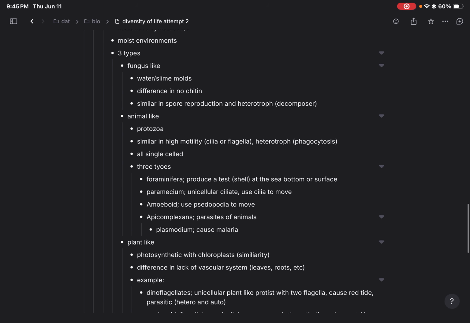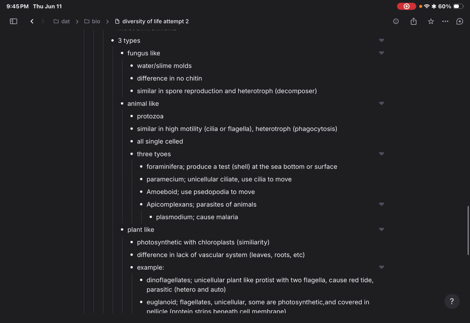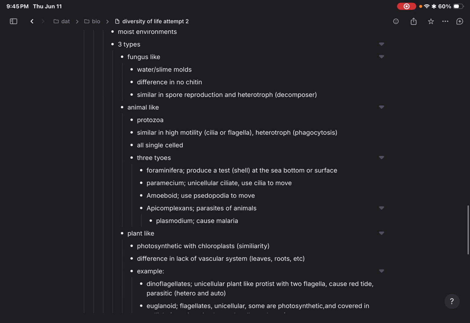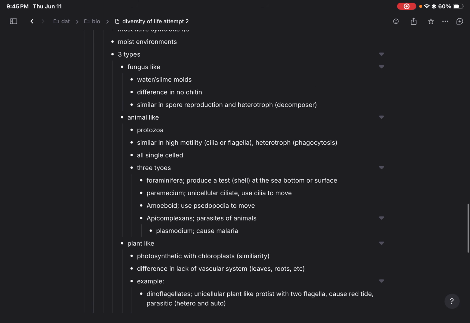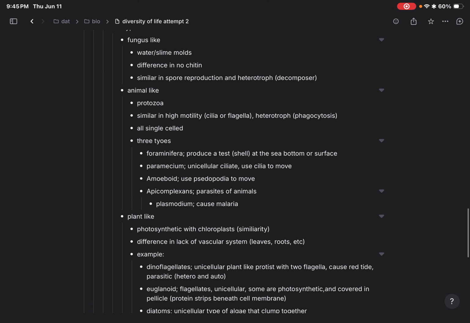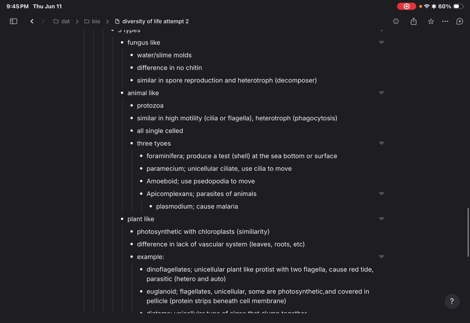So now going on to animal-like, these are also known as protozoa. Protozoa basically equals animal-like protist. So why are they similar to animals? Well, they have high motility, through cilia or flagella, and they're also heterotrophic, through phagocytosis. All of these are single-celled. So there are three types of animal-like. There's foraminifera.